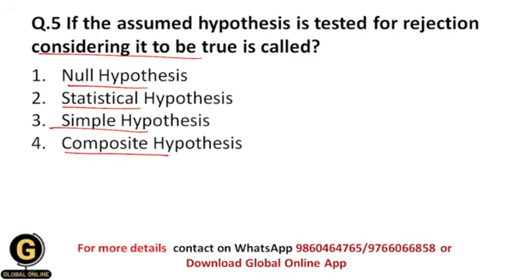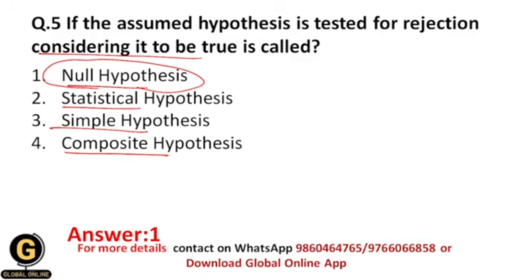All of you getting? And that's why your correct answer should be 1, because basically the null hypothesis predicts that there is zero relationship between the variables, and for that only we need to test the null hypothesis so that we can reject it. And after rejection of the null hypothesis, we can automatically accept the alternative hypothesis, which predicts that there is a relationship between the variables. All of you getting? And that's why if the assumed hypothesis is tested for rejection considering it to be true, then it is called the null hypothesis.